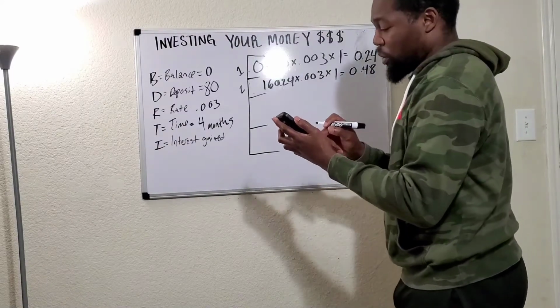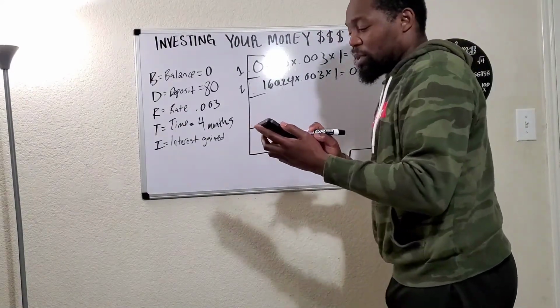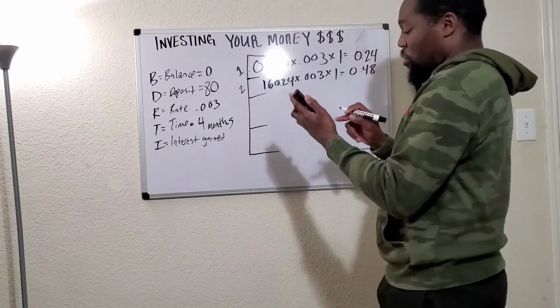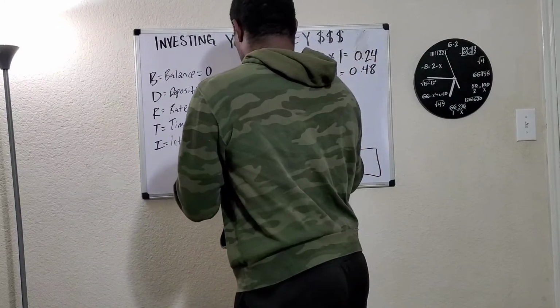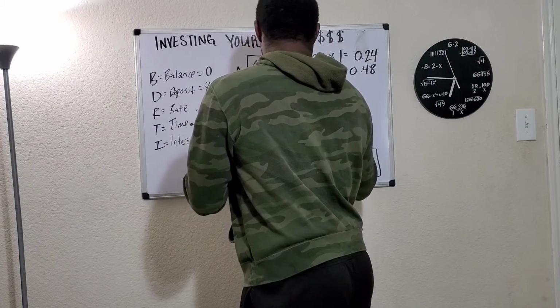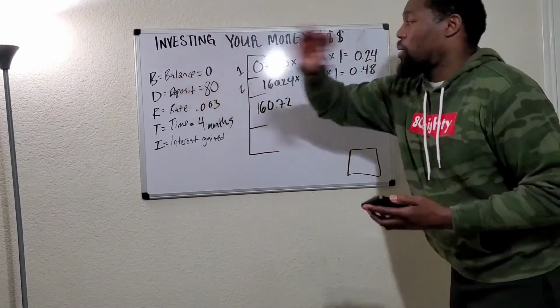So it's $160.24 plus your 48 cents. That gives you $160.72, right? So now your balance is there.